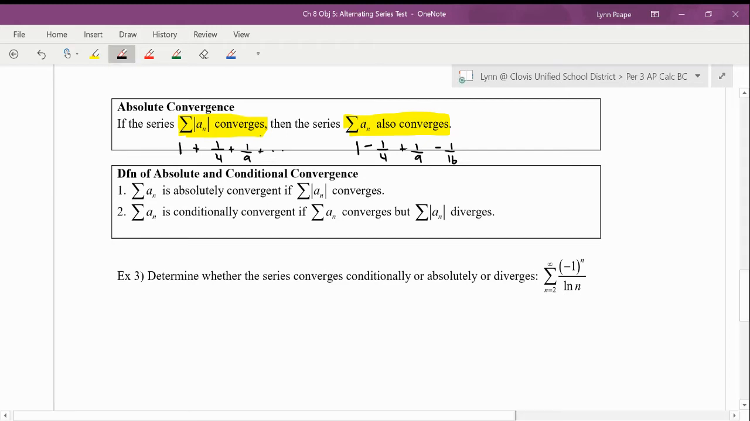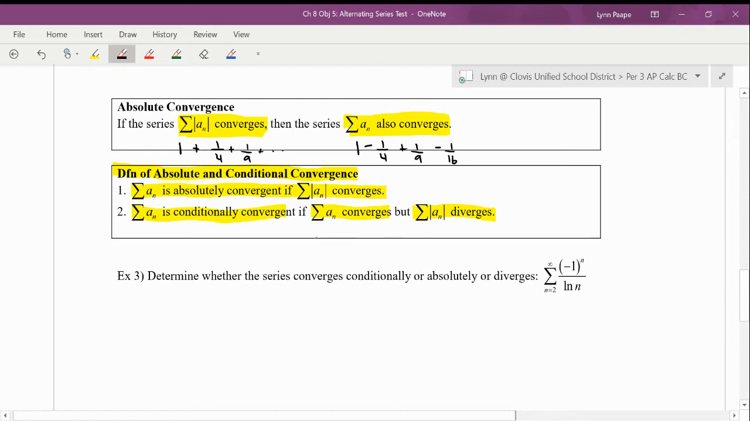So if it doesn't need to alternate to converge, then we call it absolute convergence. This is our definition of absolute and what we call conditional convergence. If our series is absolutely convergent, then the absolute value converges as well. We call it conditionally convergent if the alternating piece does converge, but if we take away the alternating piece and it diverges. That's what I talked about on the front side.